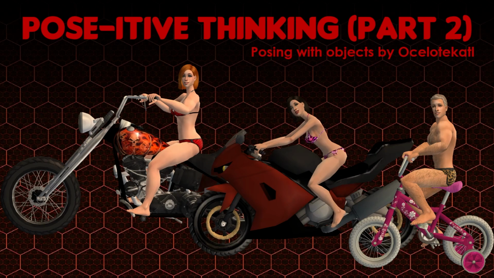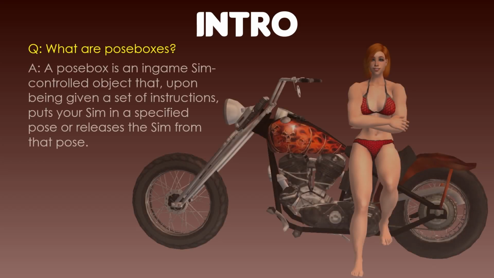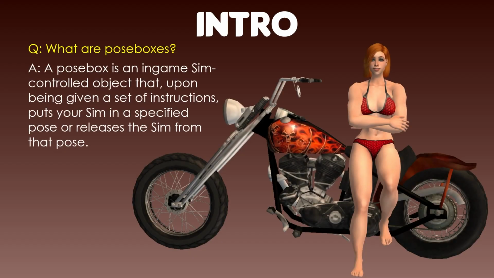This is all about posing with objects. So we have an object, we need to create a pose around it. So let's have a look at what a pose box is. A pose box is an in-game sim-controlled object that, upon being given a set of instructions, puts your sim in a specified pose or releases the sim from that pose.